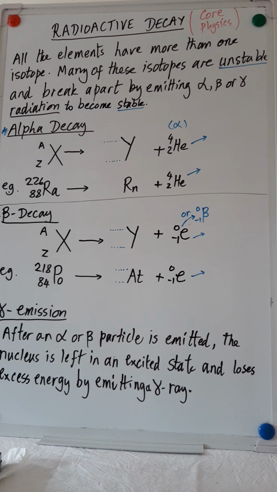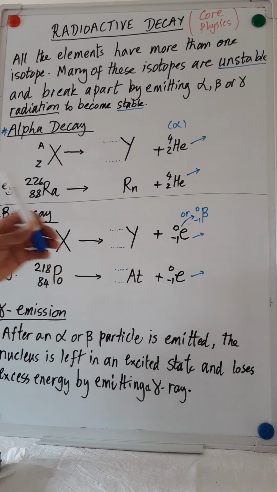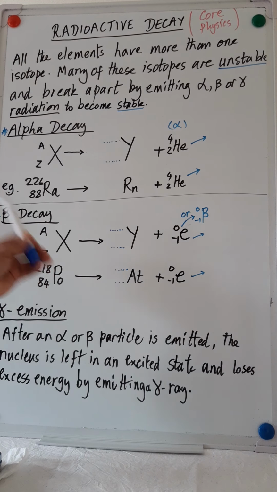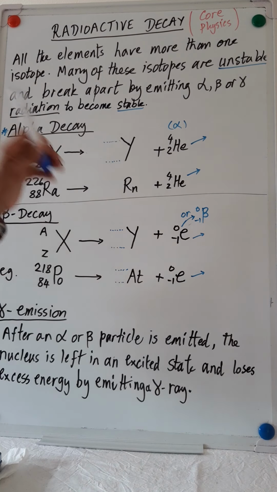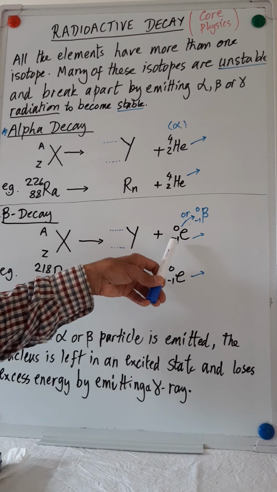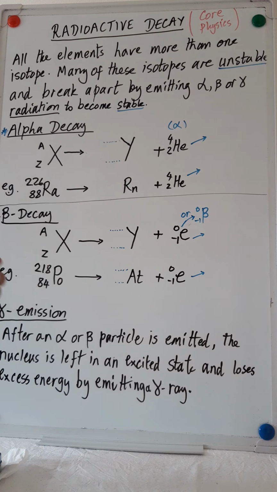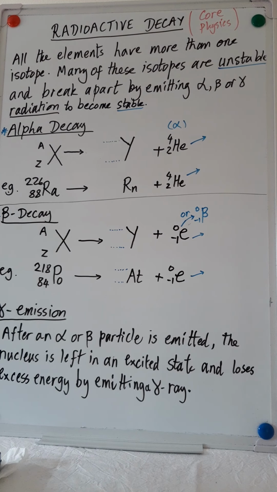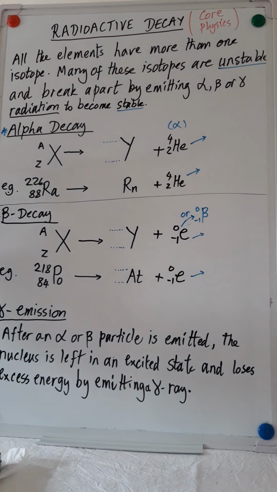So this is what happens when an element decays. It gives off alpha particles. Now, if there were too many neutrons to stabilize itself, it emits a beta particle. Now, we will talk about how beta particle comes about. Let's first of all talk about alpha.